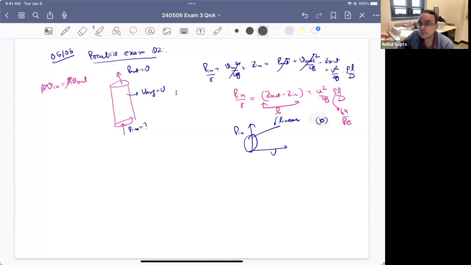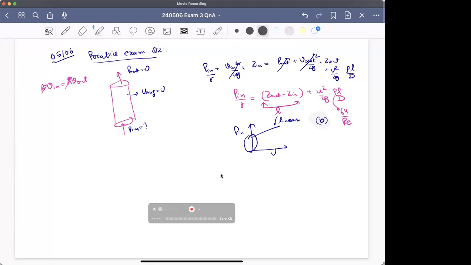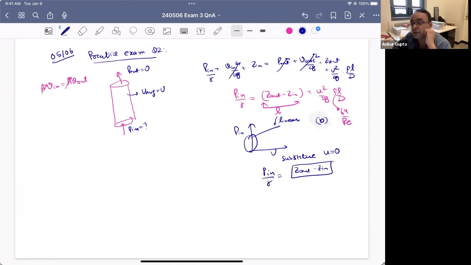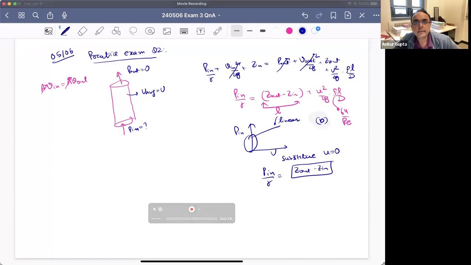Make sense, Talal? Can you tell me why the graph would not go through the origin again? Yeah, because if I substitute U is equal to 0, then my P in by gamma is equal to Z out minus Z in, right? And this is vertical, so this can never be 0. Okay, yeah, I got it now. Thank you. Yeah, for sure.